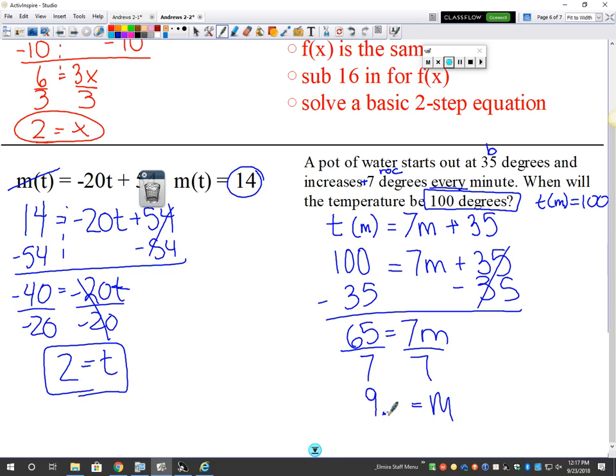And this is going to come out a decimal. So 65 divided by 7. It's roughly 9.3. The calculator fills the screen, 9.28571, and so on. We're going to round it to about 9.3 minutes to reach 100 degrees.